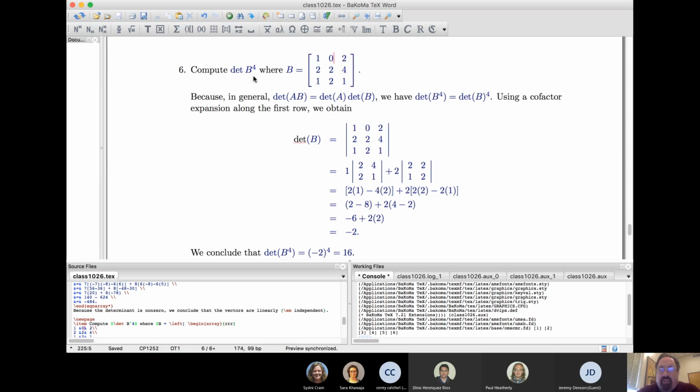I wish I'd used parentheses here, because sometimes notation can be ambiguous. It's actually difficult to tell, are they referring to determinant of B to the fourth or determinant of B raised to the fourth power? They happen to be equal, but I think using parentheses would be better. It would be best to make clear what you're referring to. Any questions on this one?